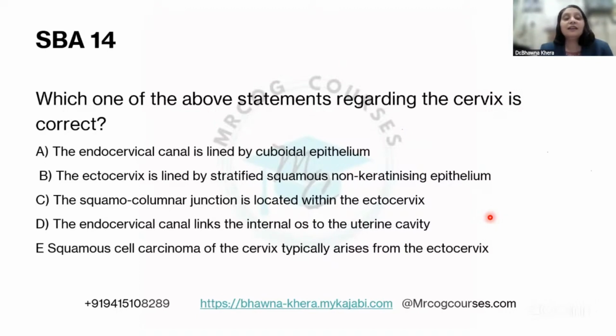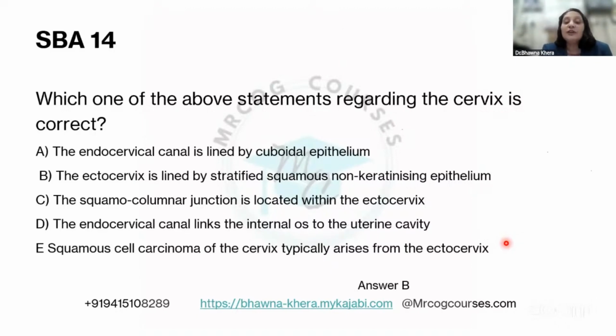So, the endocervical canal is lined by the cuboidal epithelium. The ectocervix is lined by the stratified squamous non-keratinized epithelium. The squamocolumnar junction is located within the ectocervix. The endocervical canal links the internal os to the uterine cavity, and squamous cell carcinoma of the cervix typically arises from the ectocervix. So basically, the correct answer is B. The ectocervix is lined by the stratified squamous non-keratinizing epithelium.